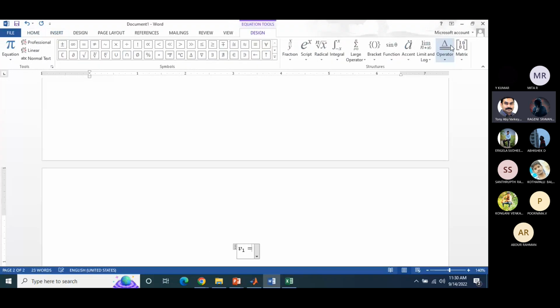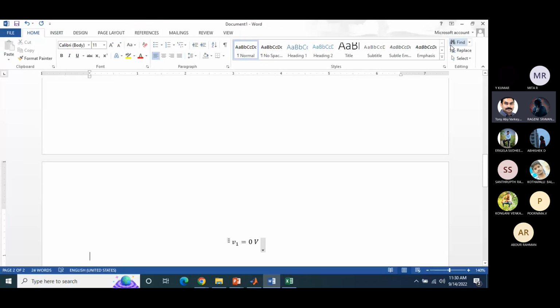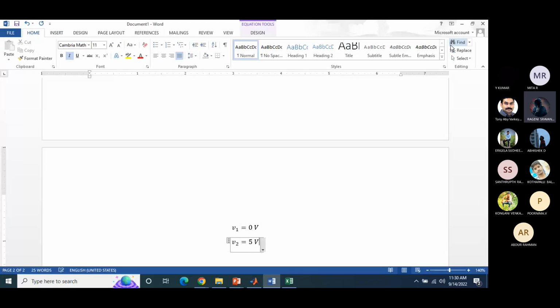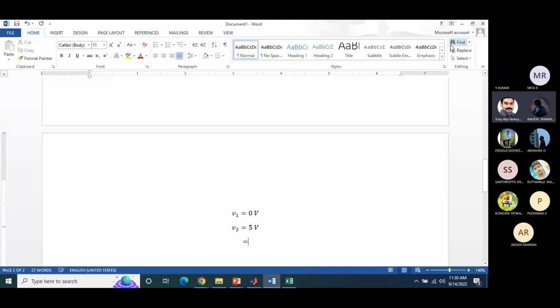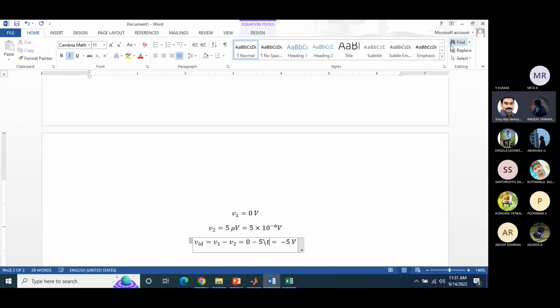V1, 0 volt I gave. That is the non-inverting terminal voltage. And V2, which is the inverting terminal voltage, I gave 5 volt. So what is VID? VID is always the voltage at the non-inverting terminal, that is V1, minus the voltage at the inverting terminal. Correct. So it will become 0 minus 5, which is minus 5 volt. Microvolt, sorry, I am giving, which means 5 into 10 power minus 6 volt. So this will become 5 times 10 raised to minus 6 volt.